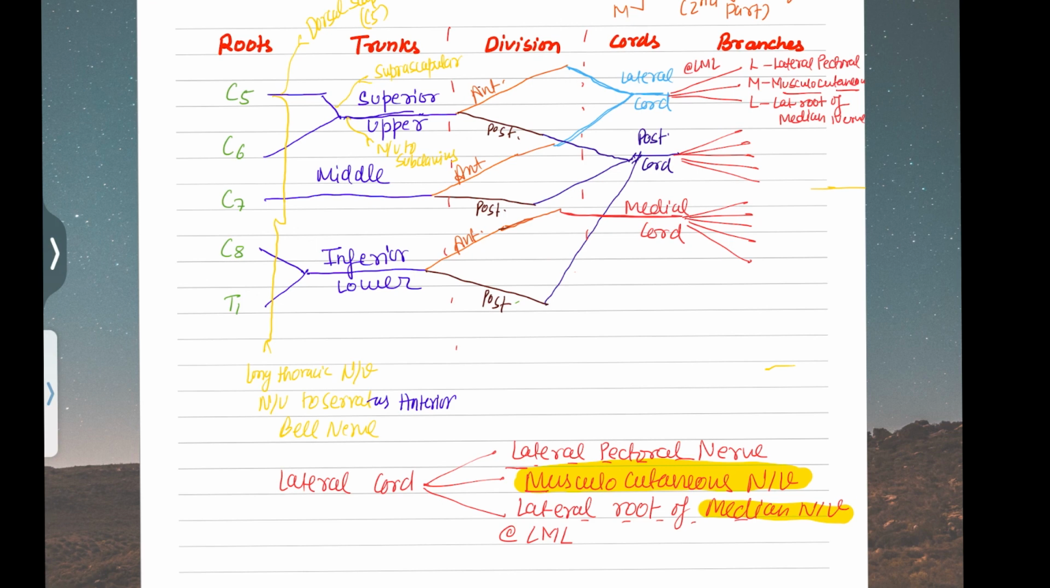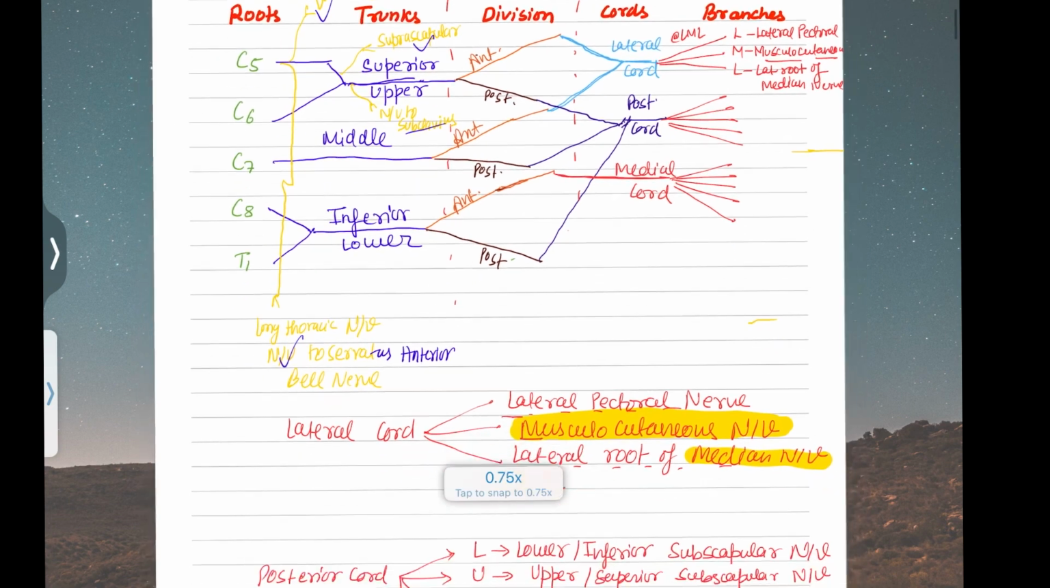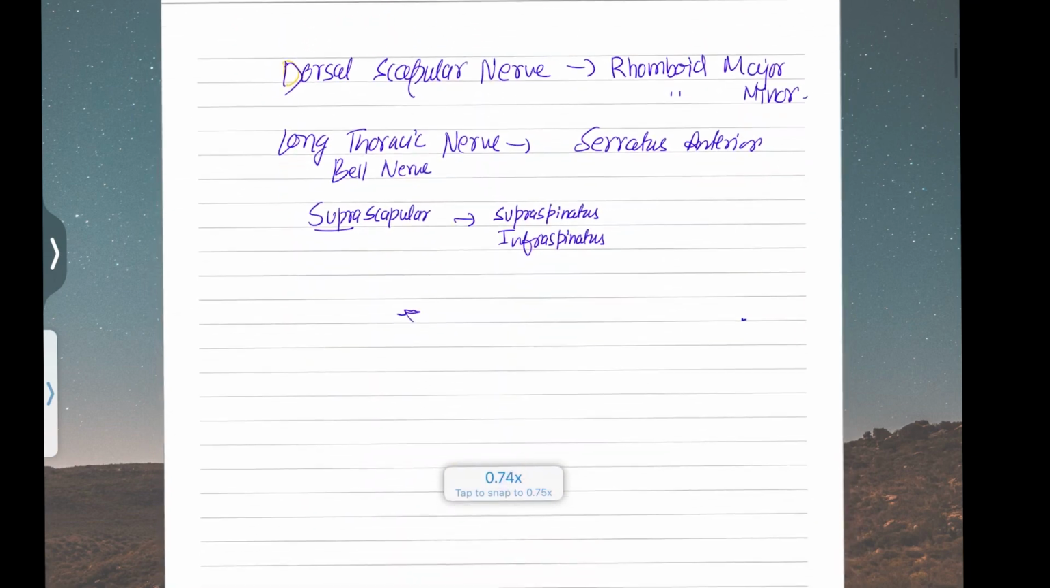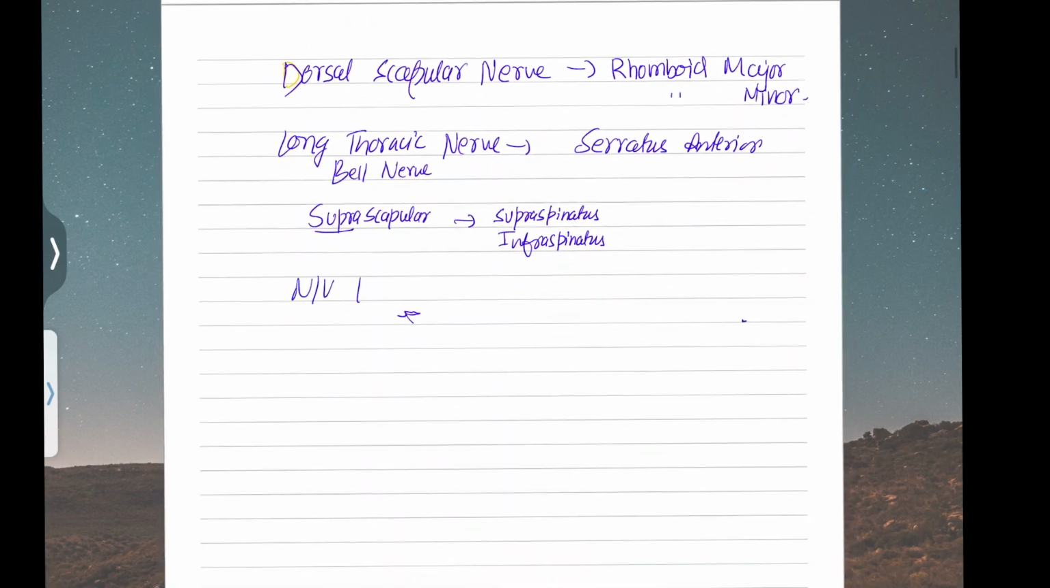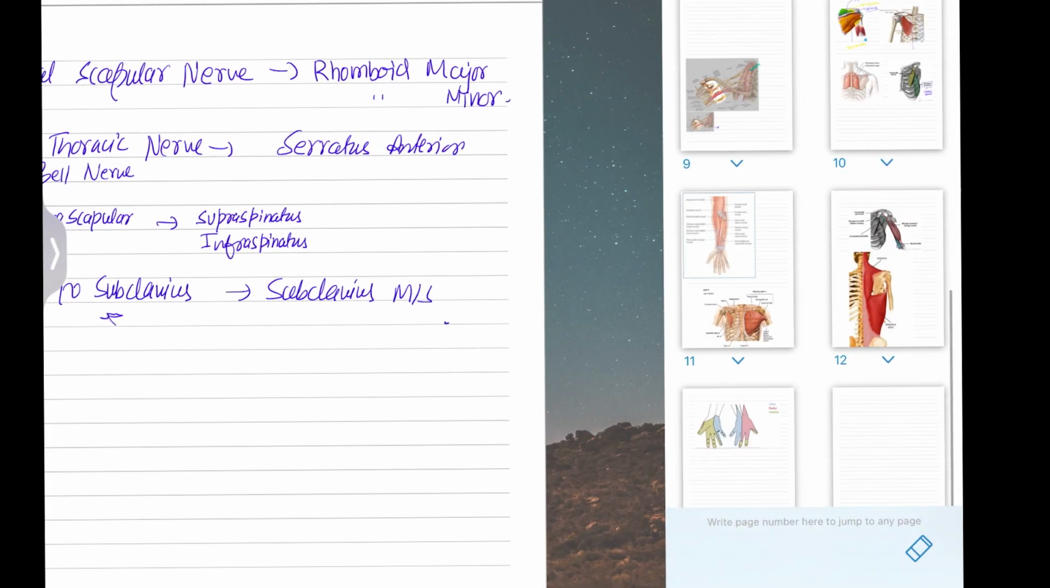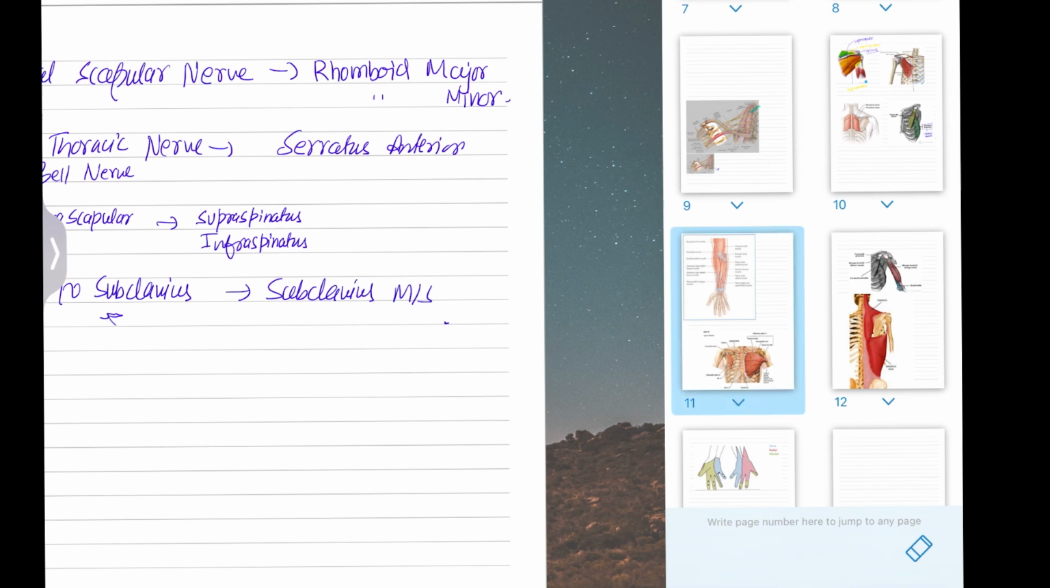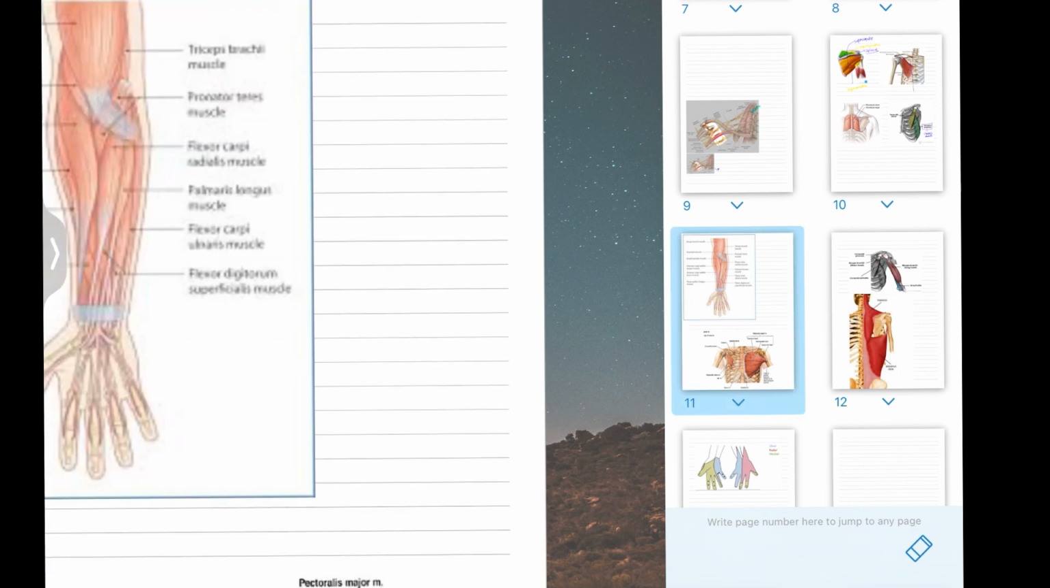So another nerve, we will be moving to the medial side. We have done the dorsal scapular nerve, long thoracic nerve, suprascapular. It's time for the nerve to subclavius. See, it's very easy. Nerve to subclavius is going to just supply the subclavius muscle that is beneath your clavicle. I have brought the picture also. Let me show you so you can get a clear perspective of how this muscle works and where they are. So let me see if it is here.